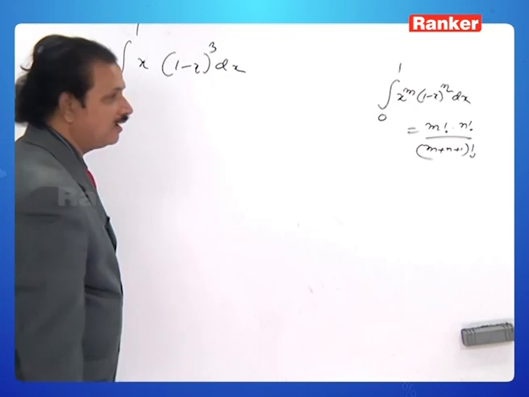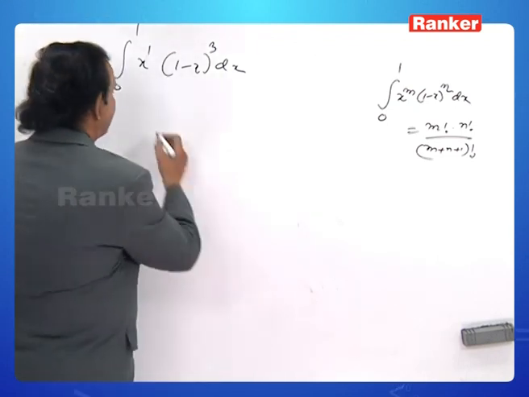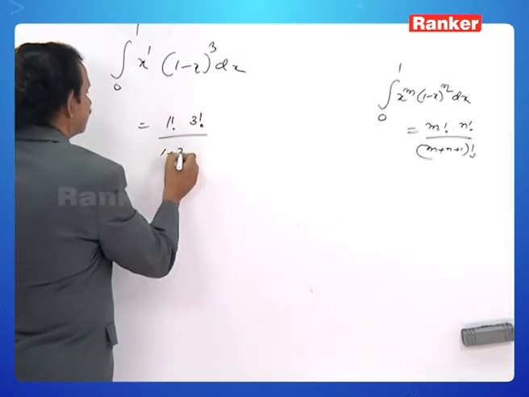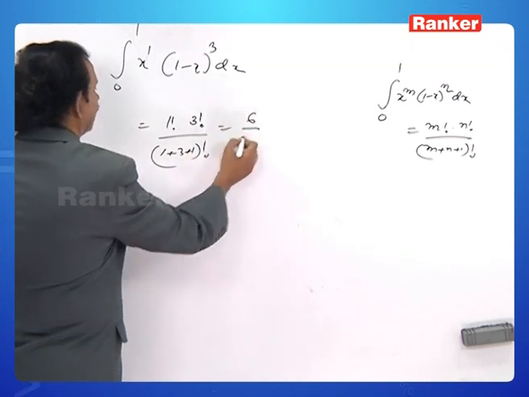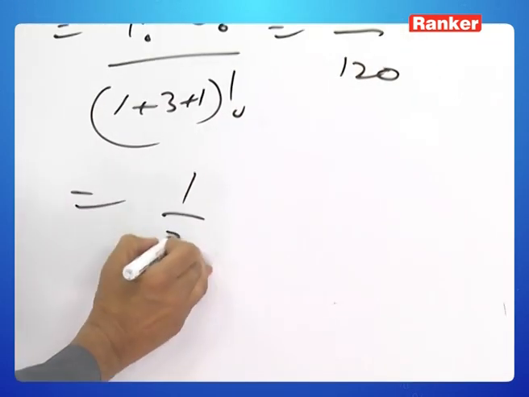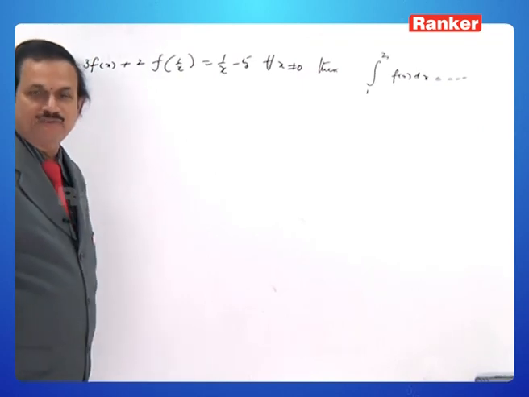Making use of that formula, in the place of m, what are we having? 1. In the place of n, 3. So the answer is 1 factorial into 3 factorial by 1 plus 3 plus 1 factorial. That is equal to 6 by 120, which is 1 by how many times? 20. Answer is 1 by 20. The next question is ready before us.